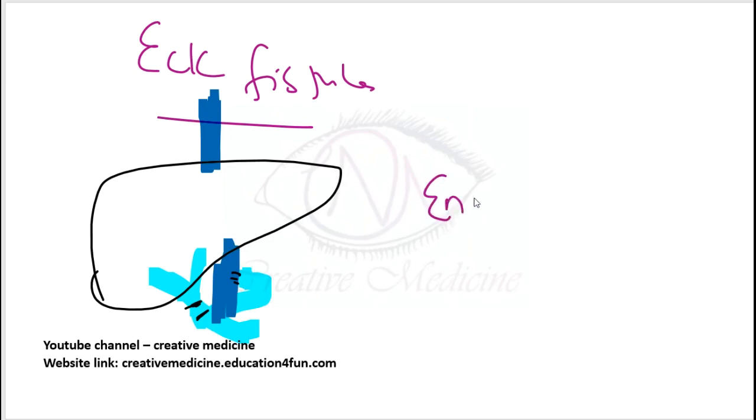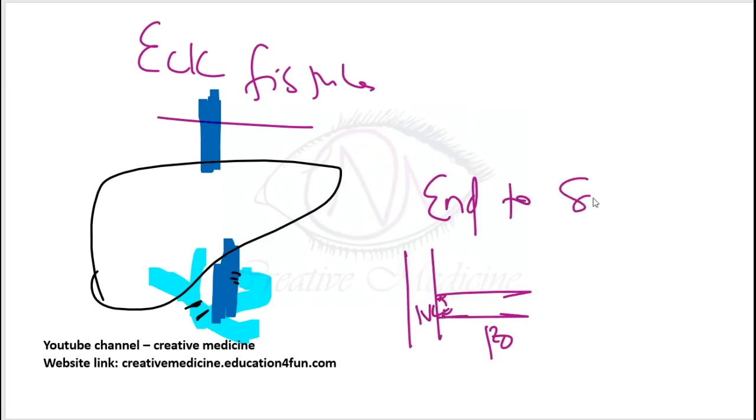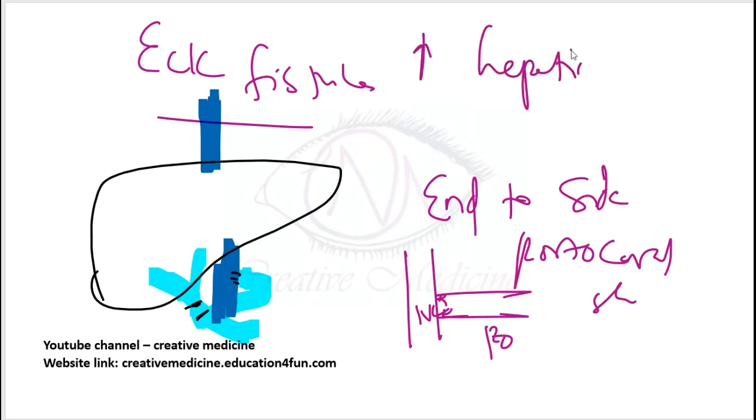Eck fistula is end to side. Like this is the end to side: the portal vein is anastomosing to the inferior vena cava. It is end to side. Portocaval shunt, from portal vein to inferior vena cava. Here the portal vein is divided and you will anastomose it directly to the inferior vena cava. Here there is increased risk of hepatic ischemia because no blood is flowing through the portal vein to the liver. It is only of historical importance, not done now.